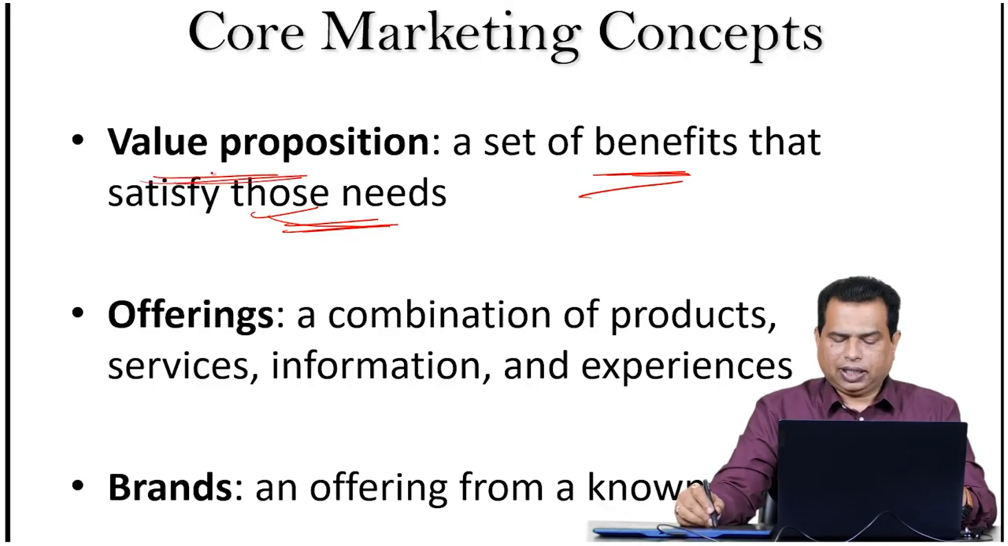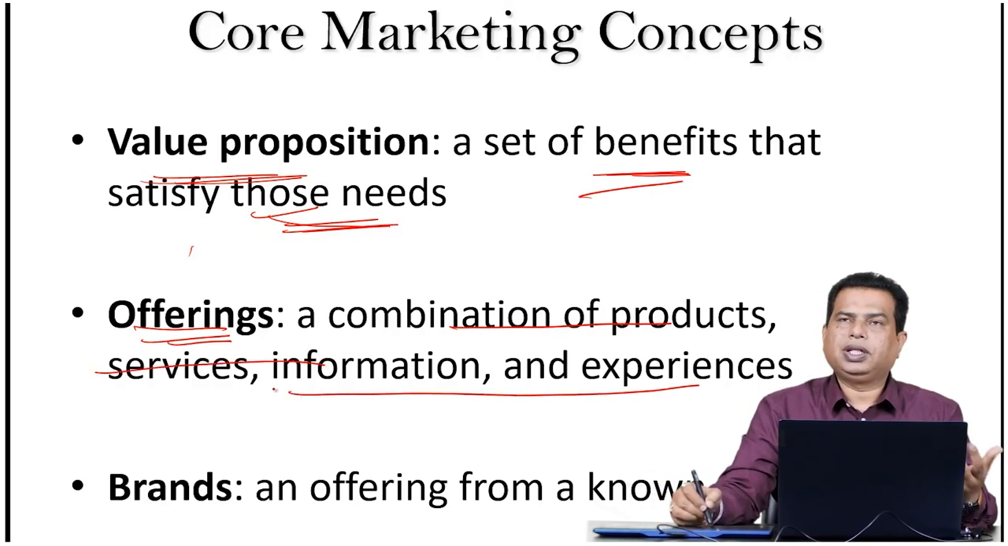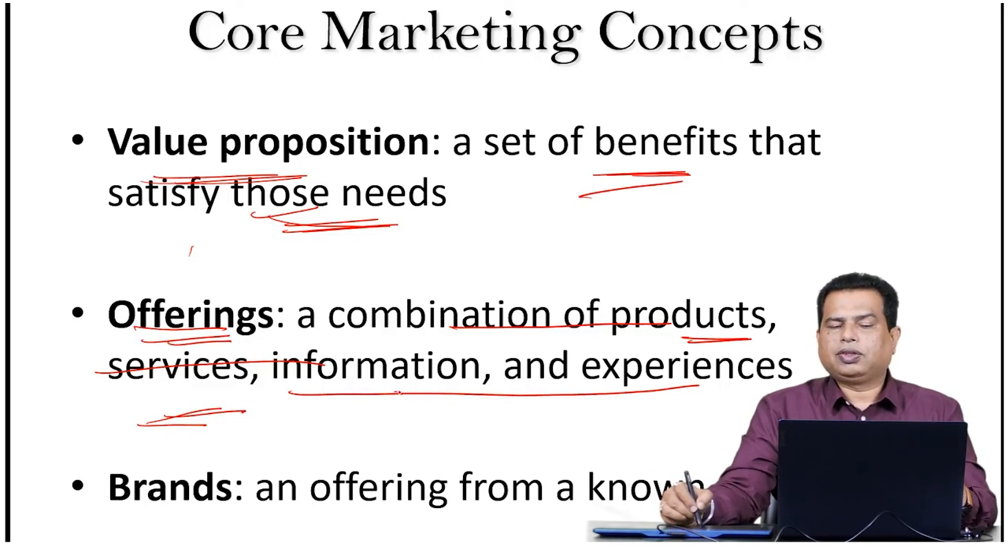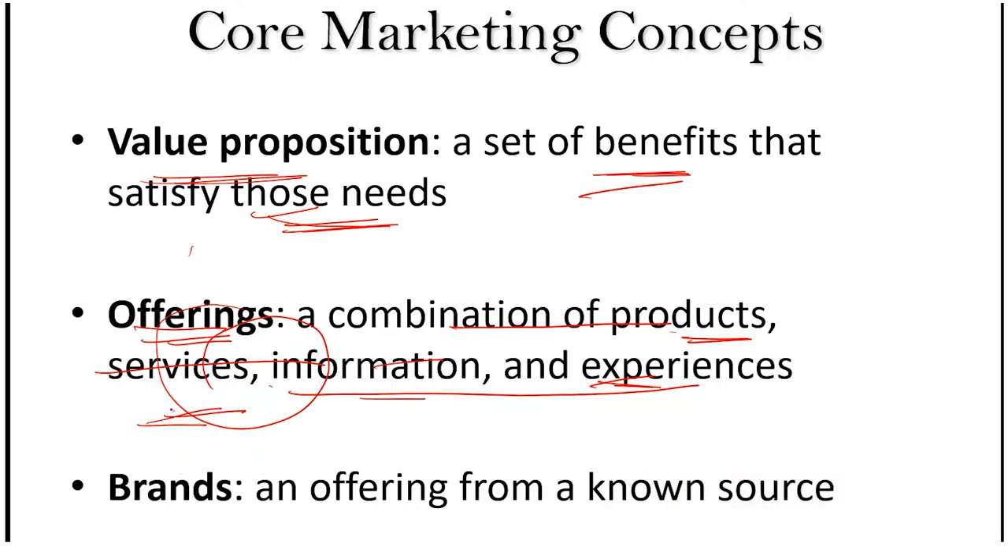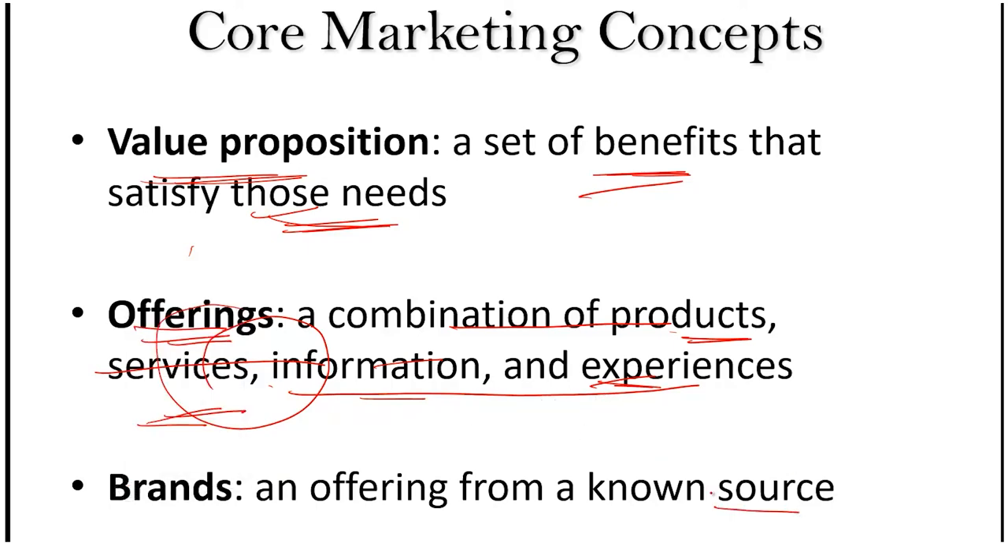Then keeping in mind the value proposition, we are going to have offerings. And offerings are the combination of products, services, information and experience. So it is a combination of what we are going to produce, the product, what the services associated with it are going to be, what information is going to be communicated, and what the experiences are going to be. So these are basically the offerings. Then brands: an offering from a known source, and that source is going to be known, which company is going to provide it, then those are the brands.